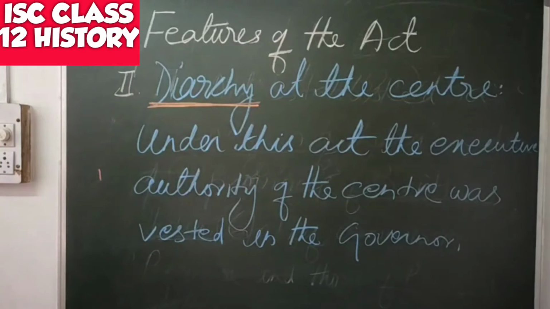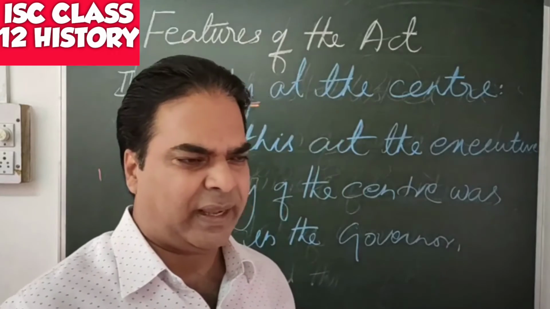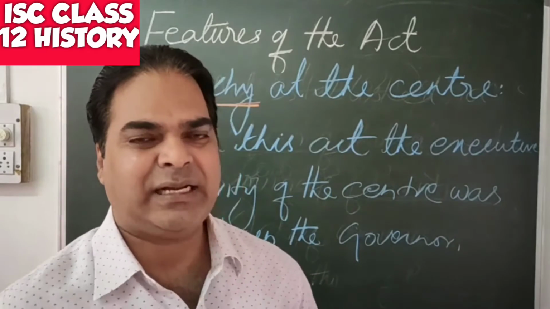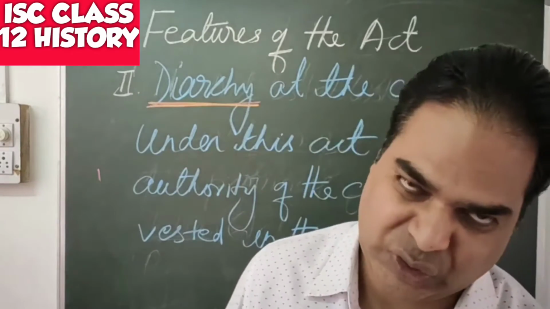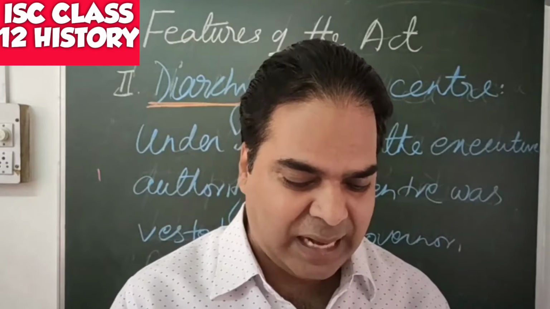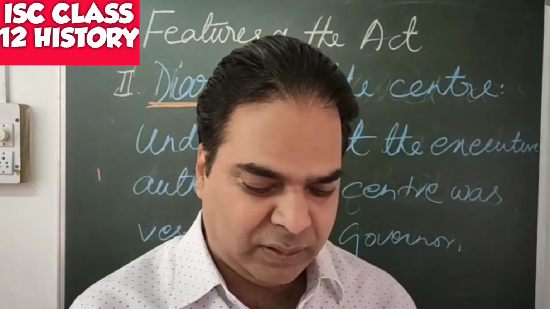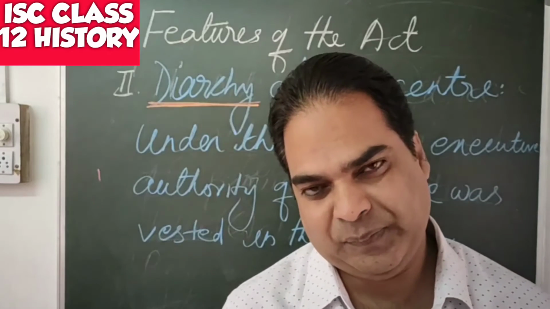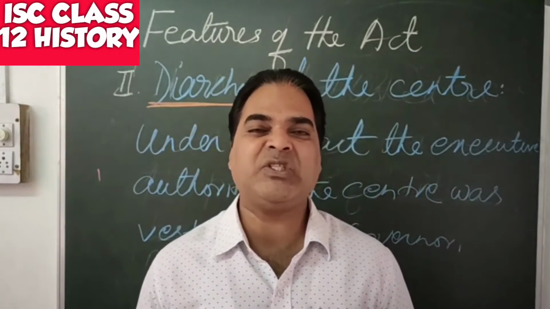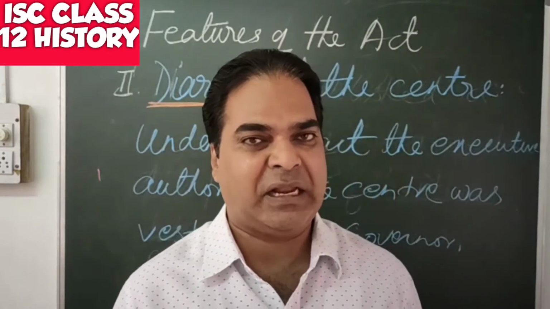So diarchy was at the center, and in 1935, the act which was introduced ended diarchy, dual government, in the provinces, and the provinces were given autonomy. Provincial autonomy was introduced by the Government of India Act 1935.